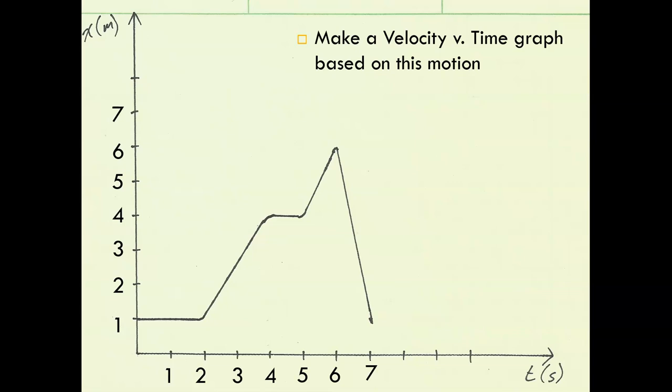Then for the next 2 seconds, I'm moving away from the motion sensor. Then what happens for the next second? Stand still, that's correct. How do you know I'm standing still? The position is not changing, that's correct. The slope of that line is what? 0. You're starting to get my hint here. Most of you got it, but we'll discuss it, that's okay.